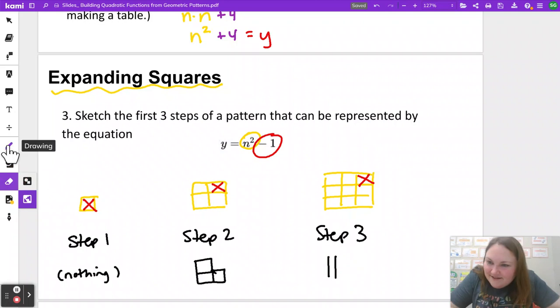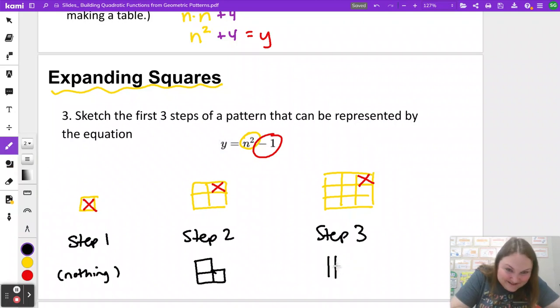I was trying to not draw that one box and I still messed up. Let's do it this way. There we go. It would look something like that, where you've got that one box missing in that top right corner there.